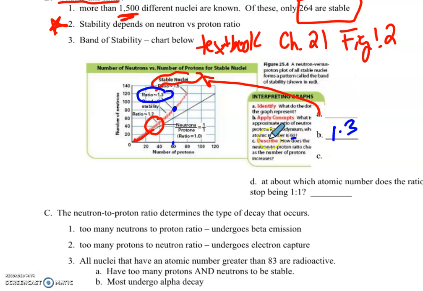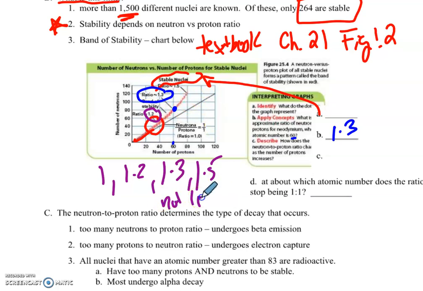And describe how the neutron to proton ratio changes as the number of protons increases. Well, let's look at some of those slope values. It starts at 1, then we've got a slope value of 1.2, then 1.3, and then 1.5. We can see there's an increasing rate of change there. So the more protons there are, you need a lot more neutrons. It is not linear. That graph is looking almost a little bit exponential.